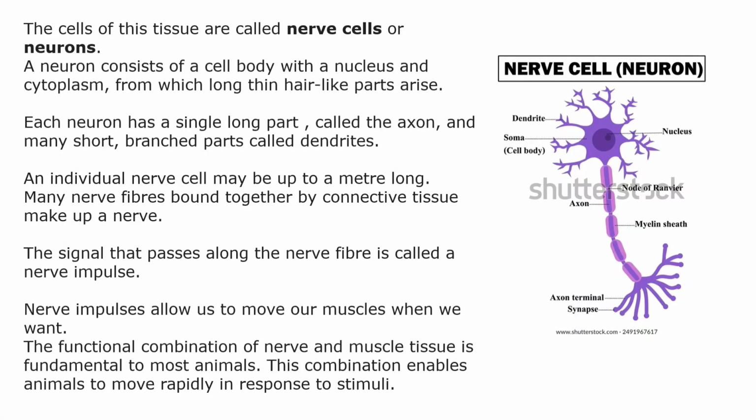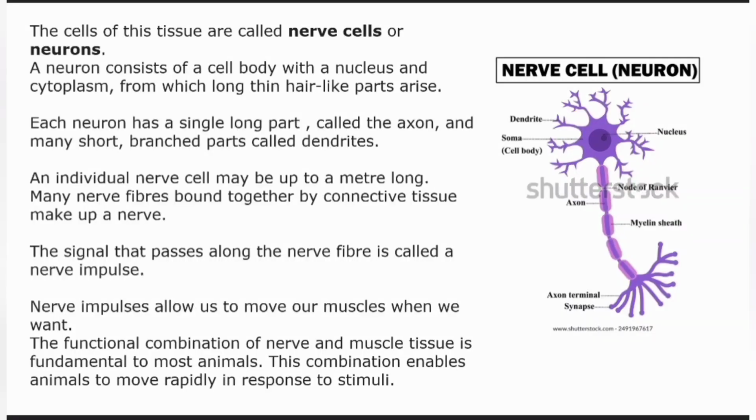The cells of this tissue are called nerve cells or neurons. The neurons consist of a cell body with a nucleus and a cytoplasm from which long thin hair-like parts arise. Each neuron has a single long part called an axon and many short branched parts called dendrites. An individual nerve cell may be up to a meter long. Many nerve fibers bound together by a connective tissue make a nerve. The signal that passes along the nerve fiber is called a nerve impulse.